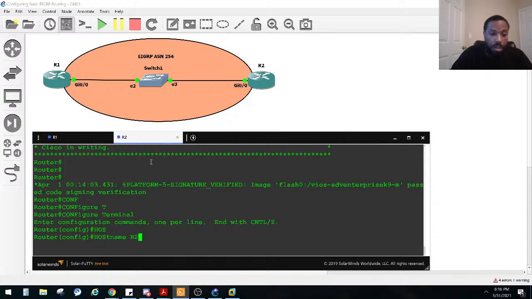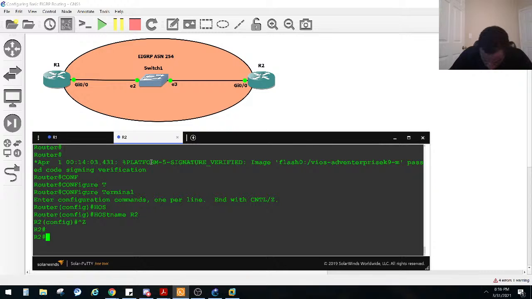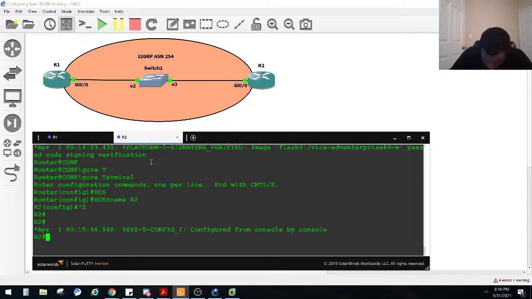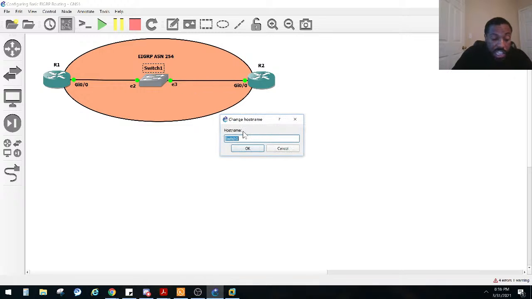R2. And that's pretty much task 1, right? Just configure the host names. We don't have to worry about this guy. If you want to change it, we can change it here.